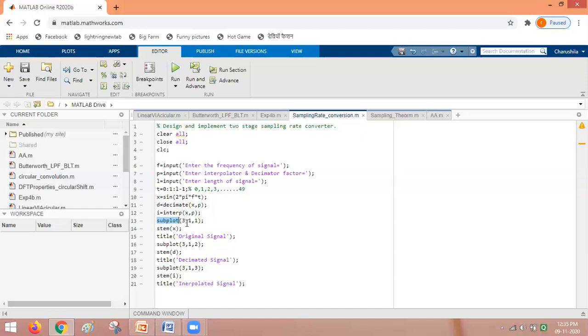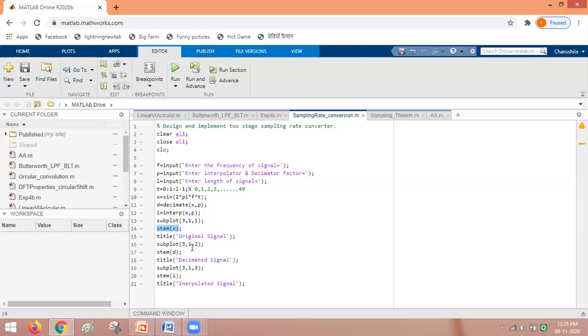Out of these 3 subsections, first section is used for plotting of the signal x. x is nothing but the original sine function, which is generated as per the inputted frequency. And the title to that waveform is given as original signal.